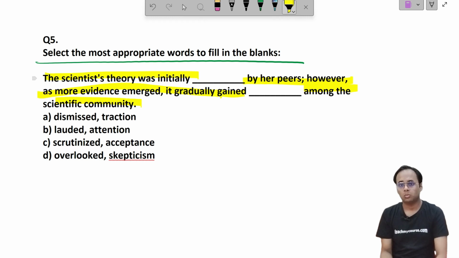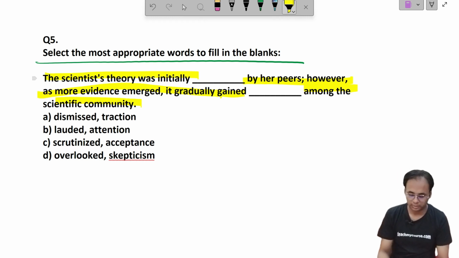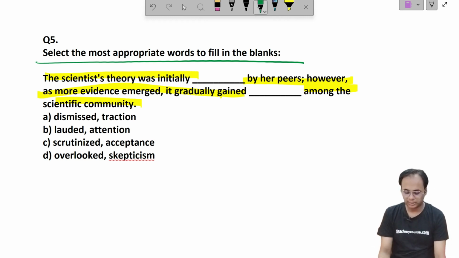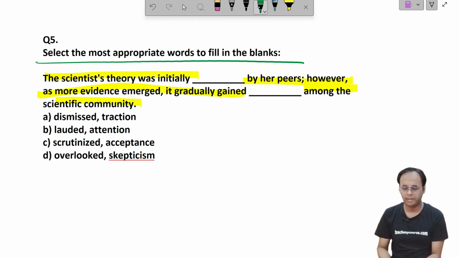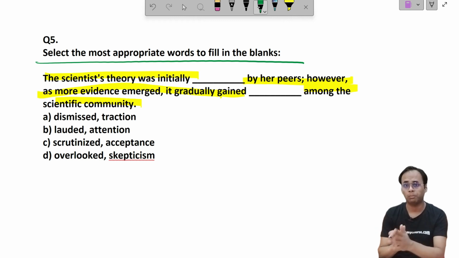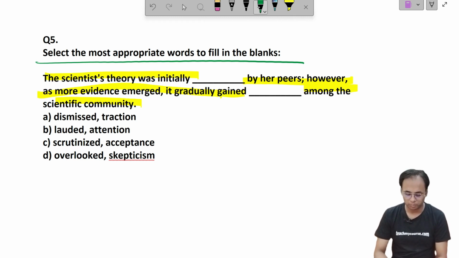So, what to do? There are 2 blanks now in place of 1. So obviously the scientist's theory was initially dash by her peers. However, as more evidence emerged in support of the theory, it gradually gained, obviously, some sort of support among the community. So it means that initially the theory was not really supported by the peers, but gradually it got some support because of the emerging evidences.